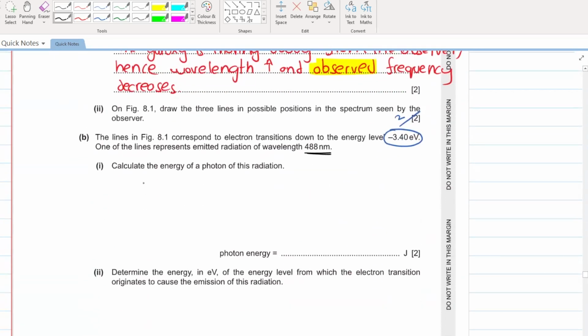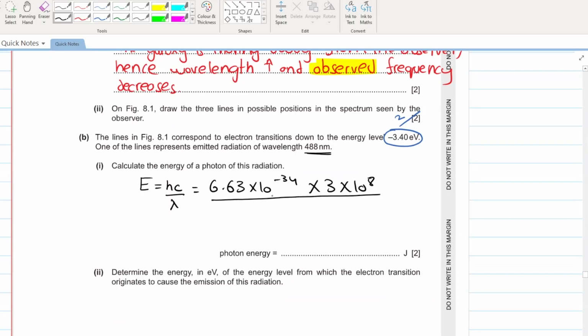Calculate the energy of this photon. Very easy. Energy is equal to hc over lambda. H is Planck's constant, 6.63 into 10 to the power of minus 34, into c, that is 3 into 10 to the power of 8, divided by lambda, that is 488 into 10 to the power of minus 9.